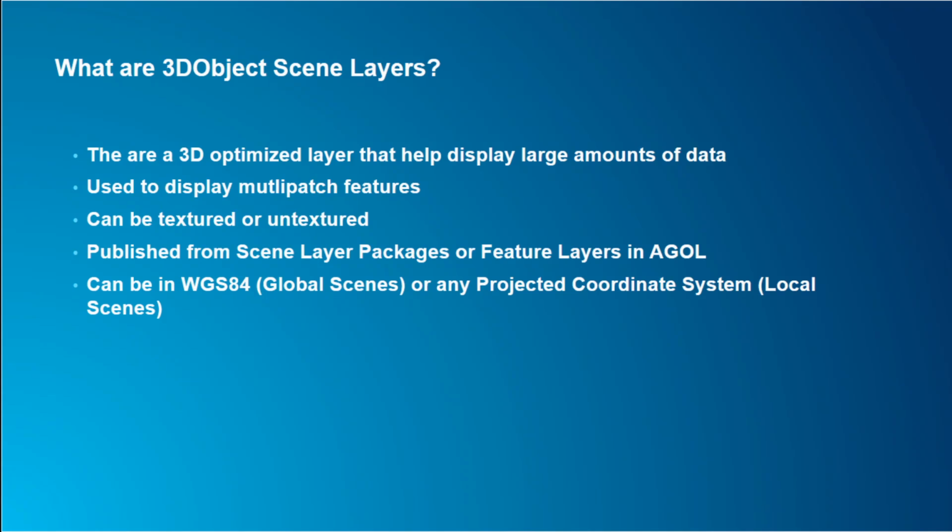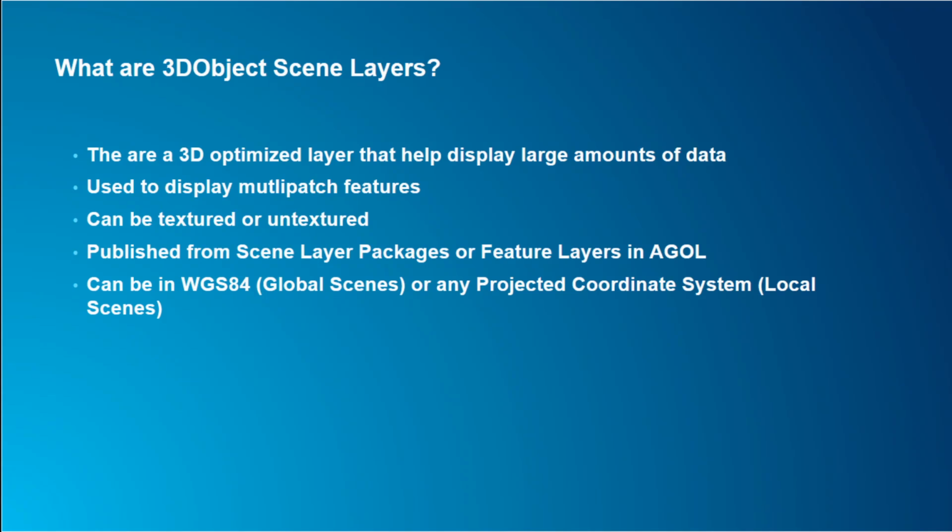We also have another scene layer called integrated mesh, which is generated from Drone2Map or one of our providers like Vricon, which pretty much captures photos and is able to generate a 3D realistic layer, kind of like the Yosemite demo. That was the integrated mesh layer. And then the most recent one is the point cloud scene layer generated from LAS data. And that one can be generated from ArcGIS Pro.